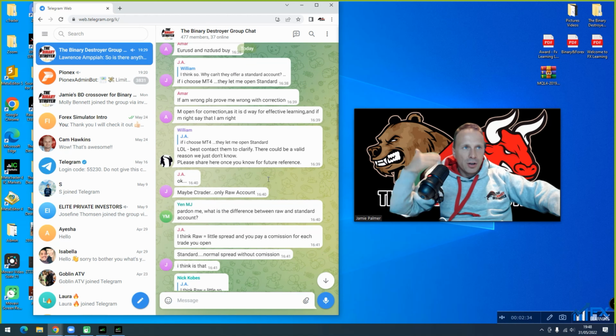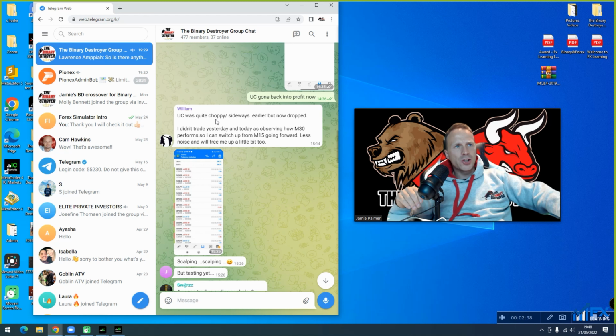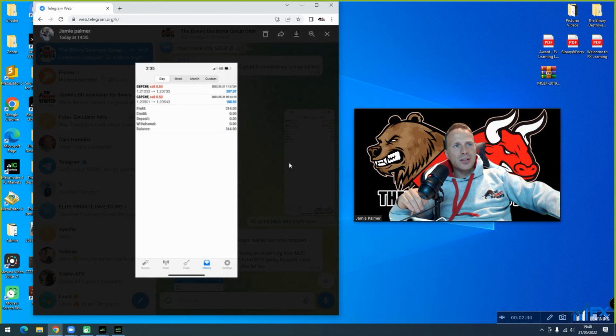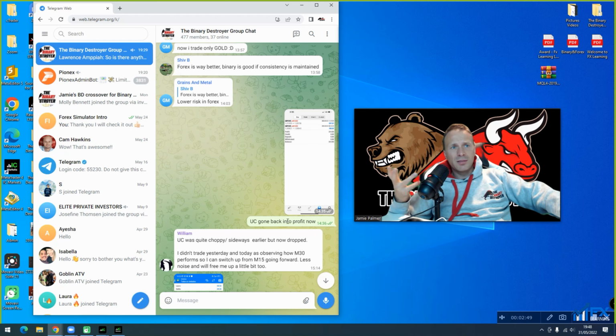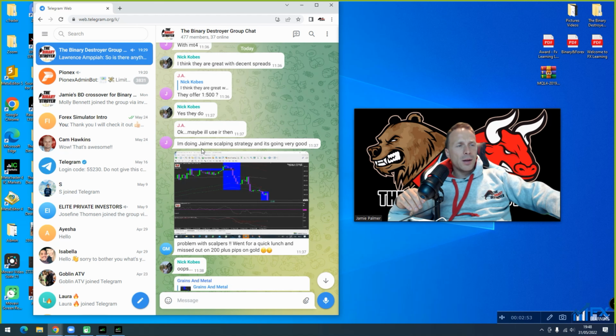They were kind of riding along with my success here. You can see here USD CHF was quite choppy sideways earlier, but now it's dropped. So you can see here scalping. These were this morning. Those trades came in nicely. That was at 2 o'clock in the afternoon. I'm doing Jamie's scalping strategy and it's going very good.